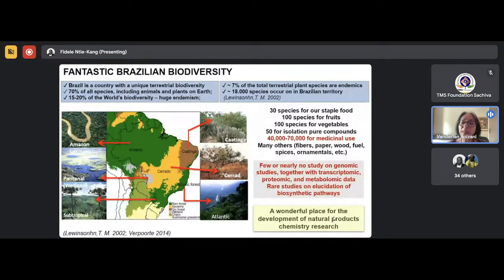This is the fantastic biome that you have. As you know, Brazil is a continental country, and you have several different biomes. And Amazonia is impressive, but you don't have too much data about the chemistry or natural product chemistry of this fantastic biome. Also in the Cerrado and other environments and biomes, that is very important.